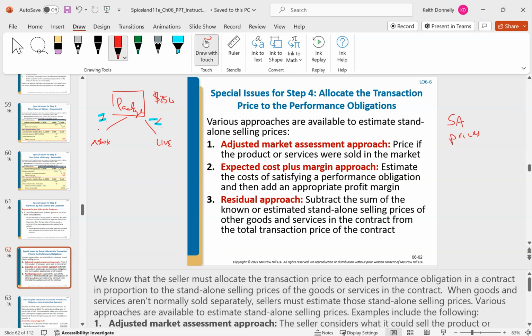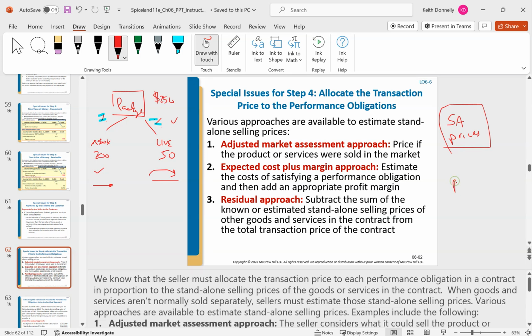So maybe of the 250, we use the standalone price to figure out the percentage. The Xbox, you would recognize at a point in time: here you go, here's the Xbox. The Xbox Live, you would recognize over a period of time as you provide that service. That's great. One of the things the book talks about here is that sometimes you don't know the standalone price when you're trying to figure out that percentage. Maybe it's a new product. We've never offered Xbox Live before.